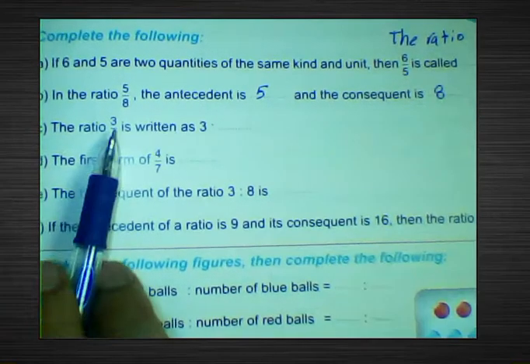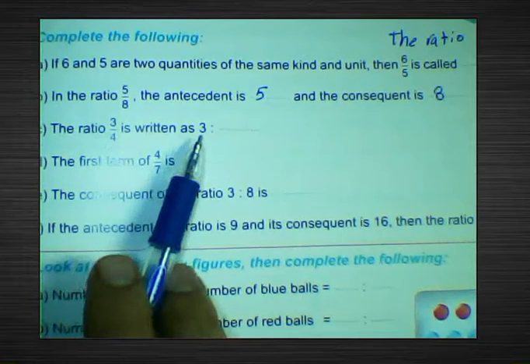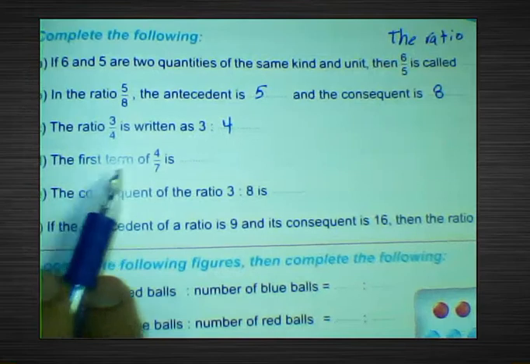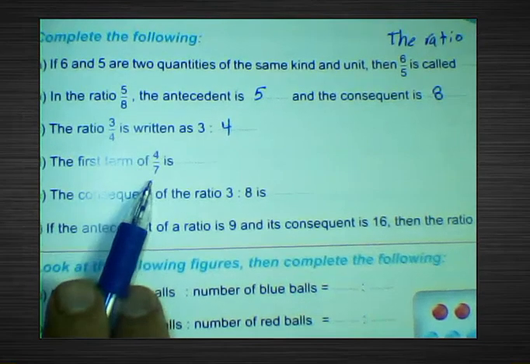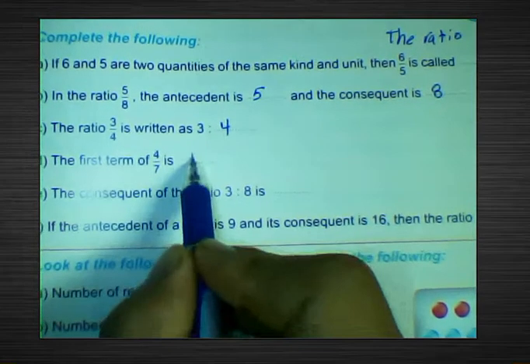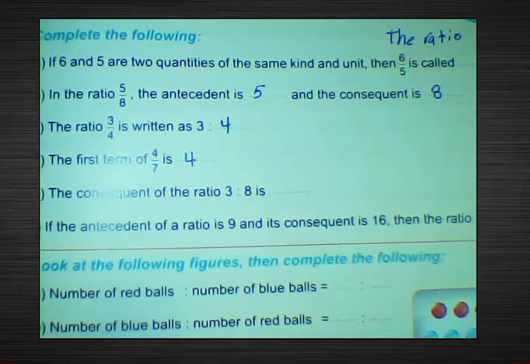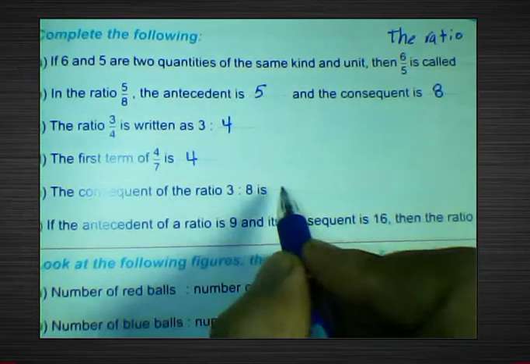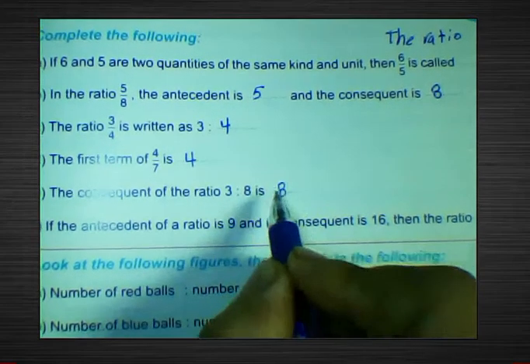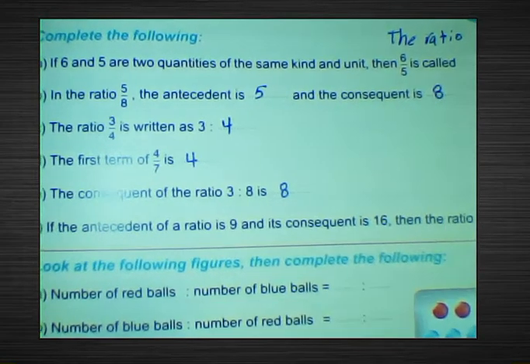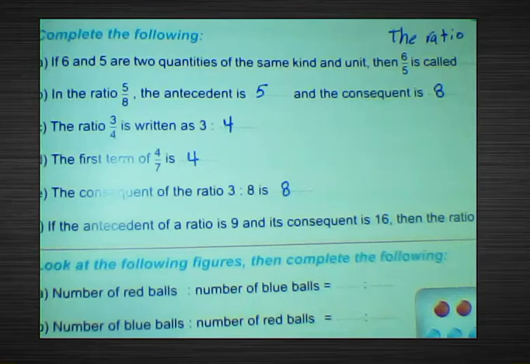The ratio 3 over 4 is written as 3 to 4. The first term of 4 over 7 is 4. The consequent of the ratio 3 to 8 is 8, but 3 is the antecedent.